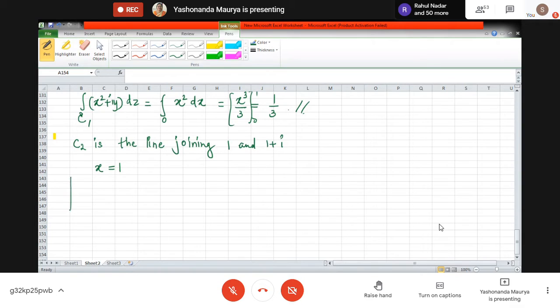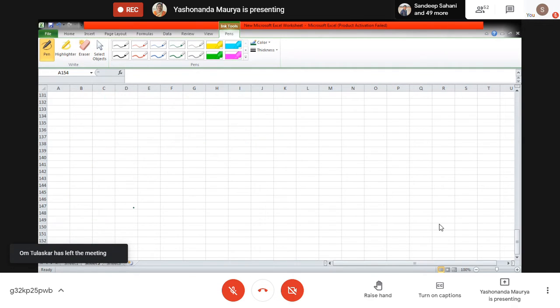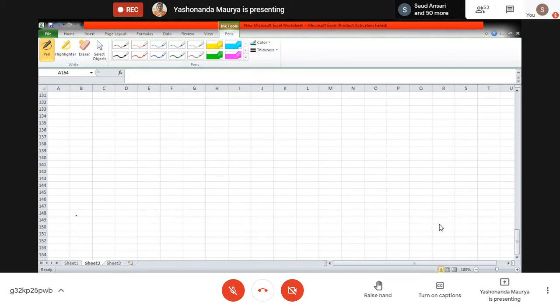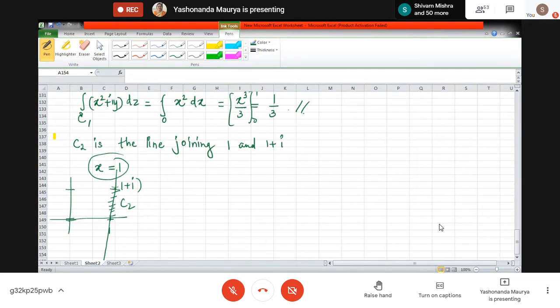Now observe that when I say x equal to 1, suppose this is the point 1 and here is the point 1 plus i. So where is this line x equal to 1? It is this entire line. But we don't want the entire line over here. We want only this part of it, because this will be the curve C2. So we need to restrict the variation for y. Y goes from where to where? At this particular point y is 0 and at this particular point y is 1.